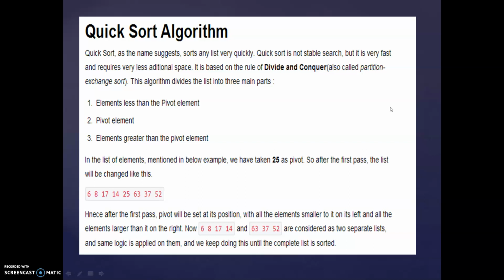Okay, suppose in this set of numbers 6, 8, 17, 14, 25, 63, 37, 52, suppose 25 is the pivot element. That means on the left hand side of the pivot element all of them are less than 25, whereas on the right hand side all of them are greater than 25. So we can say that yes, 25 is a pivot element, right? So this way it will move on.